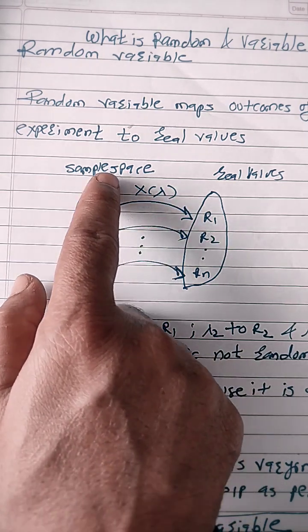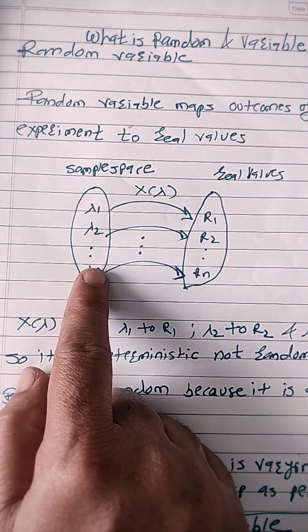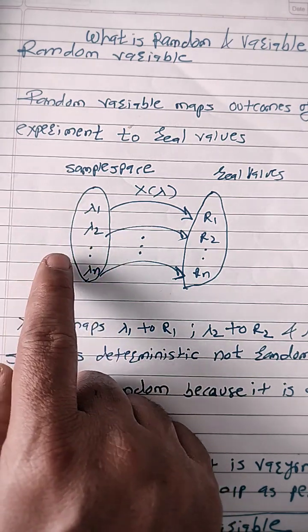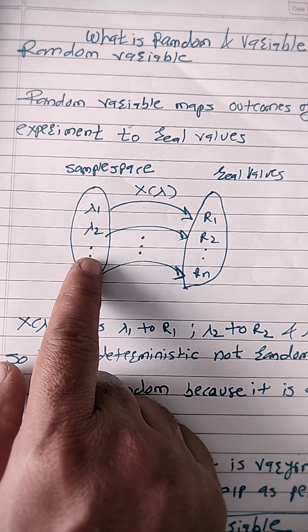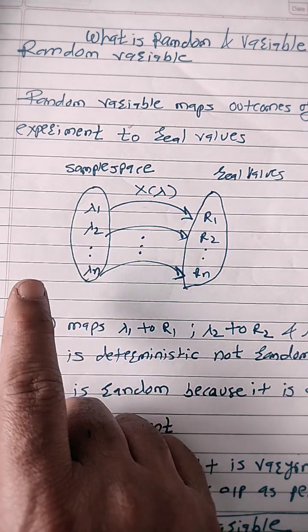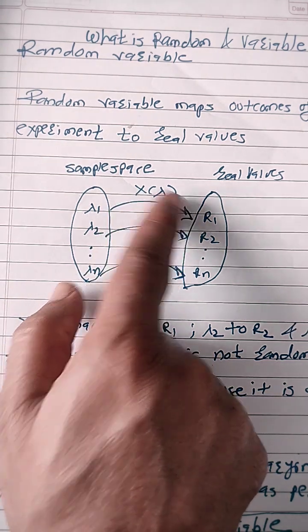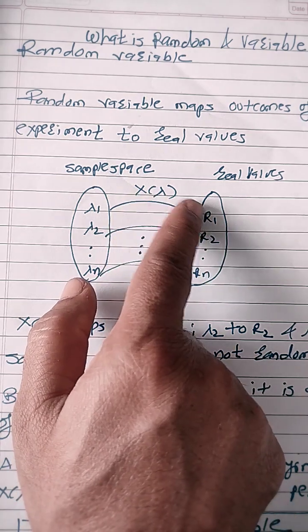So which is random then? These sample points are random because they are occurring randomly. So if you toss a coin, you will get either head or tail, but whether you will get tail or head, that is random. So random variable is not random, also it is not a variable, it is a function.